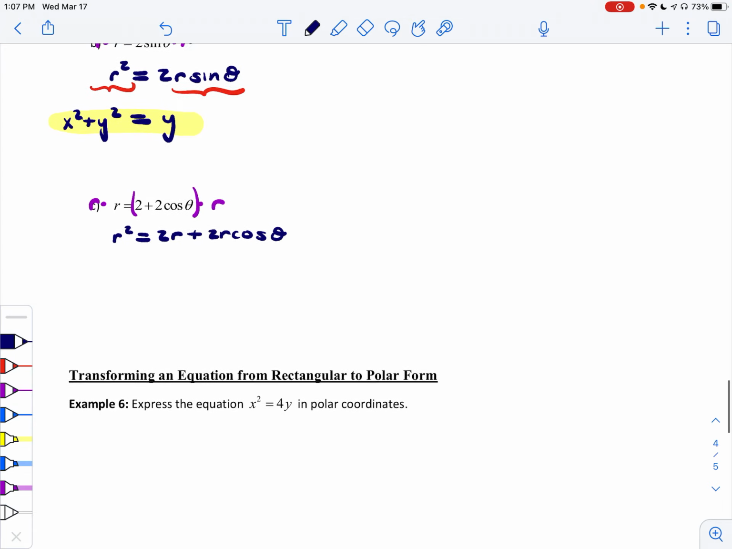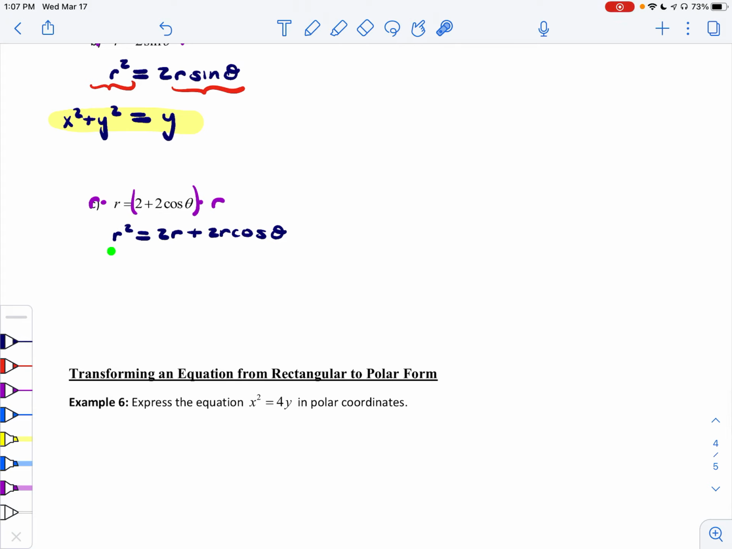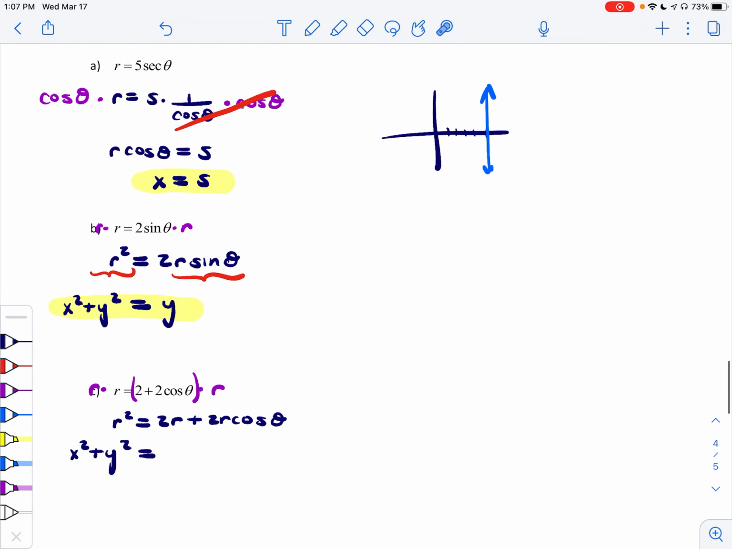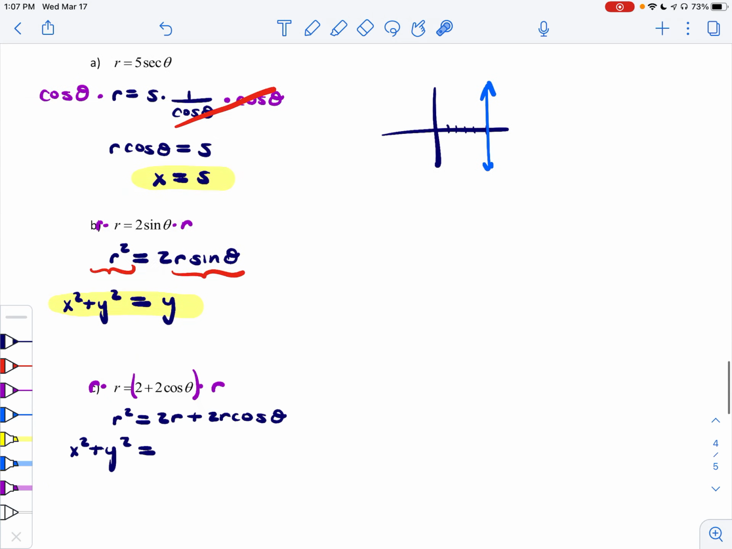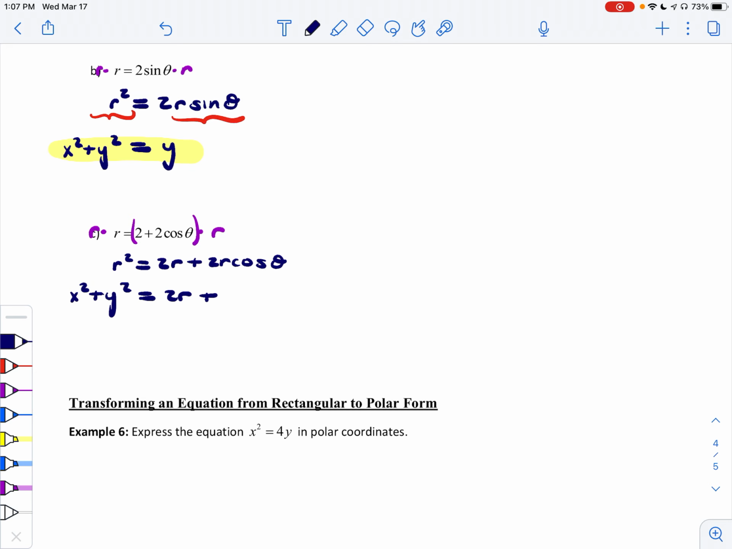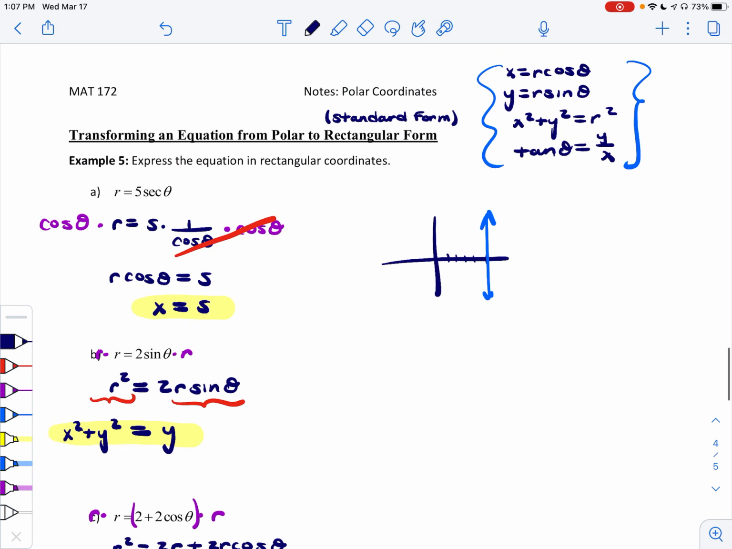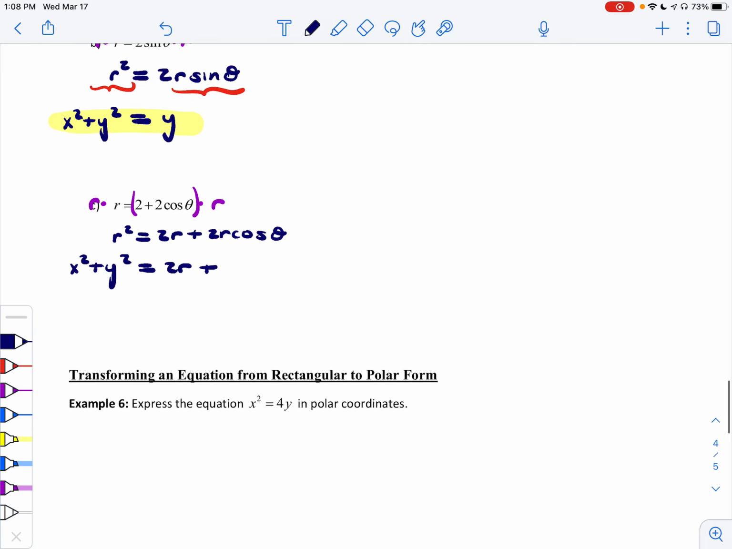All right, so then I'm going to make some substitutions. So I know that r squared, just like we set up here, is equal to x squared plus y squared. Now we don't have anything just for an r, right? If we look up here, we don't have anything that's just for an r. So I'm going to leave that alone for a minute. I'm just going to leave that as a 2r. And then the r cosine of theta is equal to x. So this would become plus 2x.